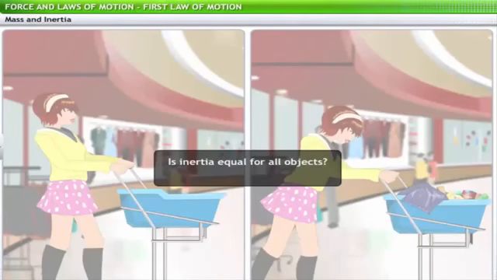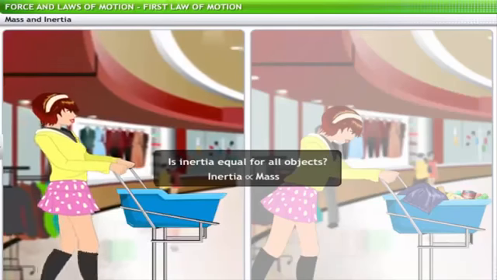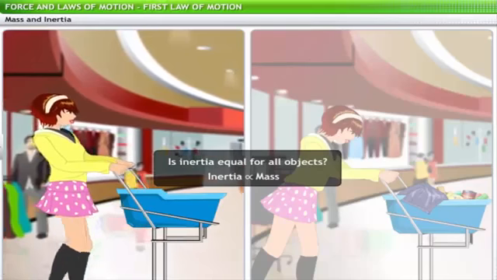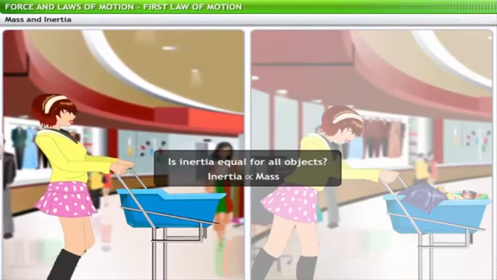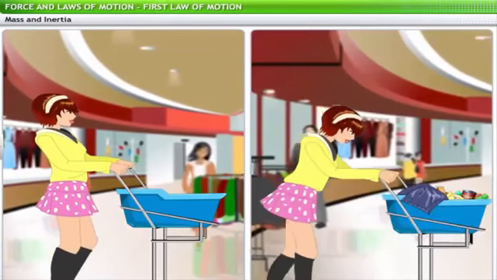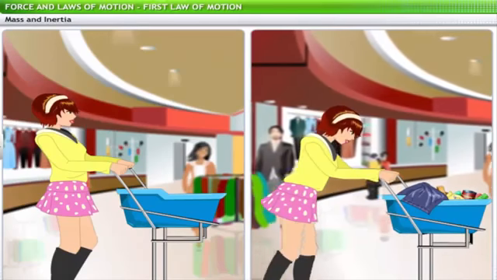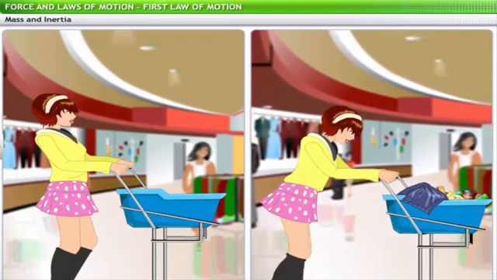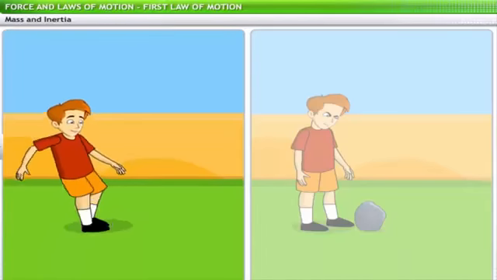Now that we know what inertia is, the next question is: is inertia equal for all objects? There isn't a yes or no answer to this question. Inertia is proportional to the mass of an object. This is evident when you try to push empty boxes versus boxes filled with packages. It is easier for you to push an empty box, right? Kicking a football around is fun.